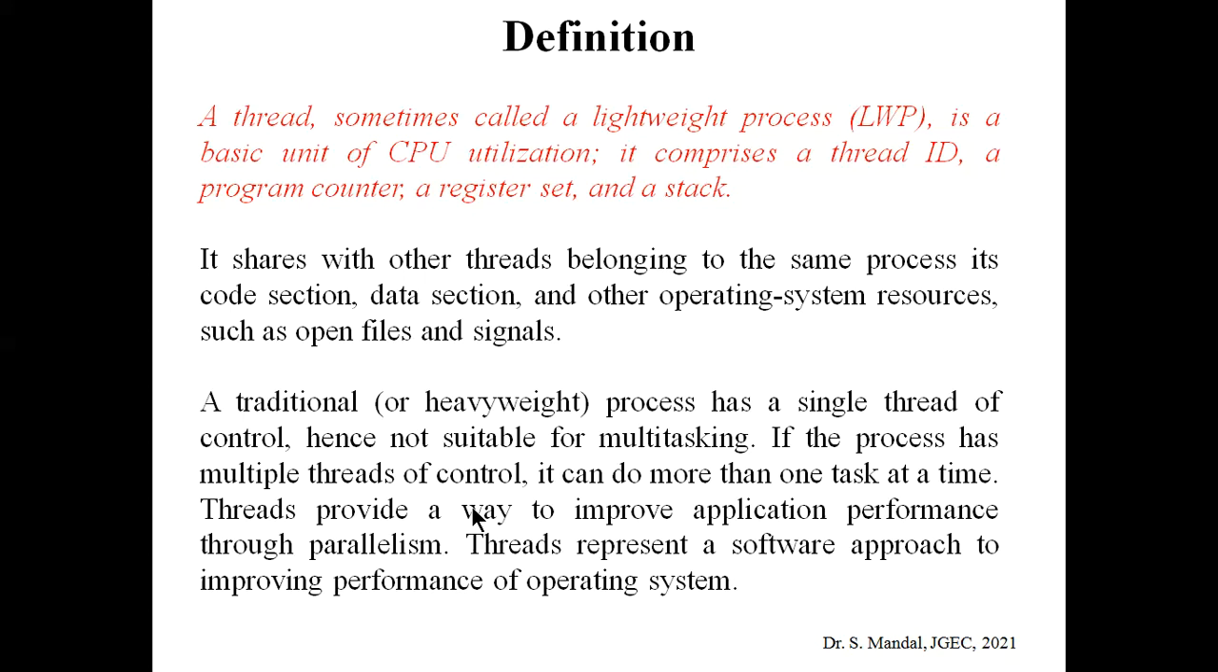Now if the process has been divided into multiple threads of control, that means we can do more tasks in a certain amount of time. So we can say that threads provide a way to improve application performance through parallelism. But in the case of a single thread process, we can perform only one task. We cannot perform different tasks for the same process in parallel. So multiple threads are preferable. Multiple threads of control are very efficient for us. We can also say that threads represent a software approach to improve the performance of the operating system.